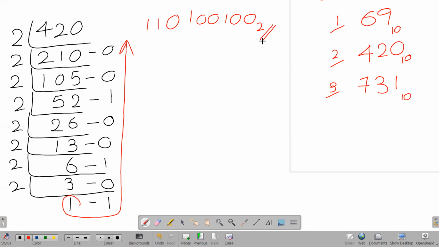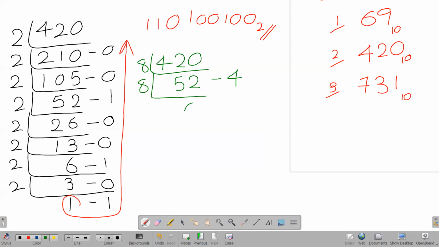Right, so if I do 420 in octal, it's going to be 5 eights. Over here it's 40 and 20 is remaining. For 20, it's 2 times 8 and 4 is remaining. And so divide 52 by 8 again, so it's going to be 6 and 4 is remaining. So the answer is going to be 644 in octal.